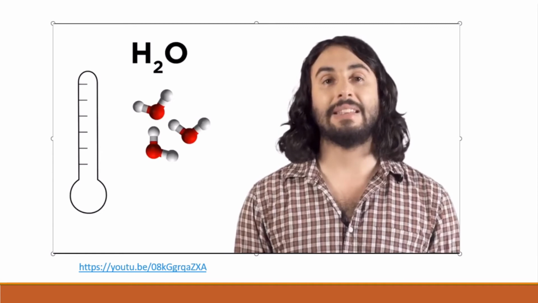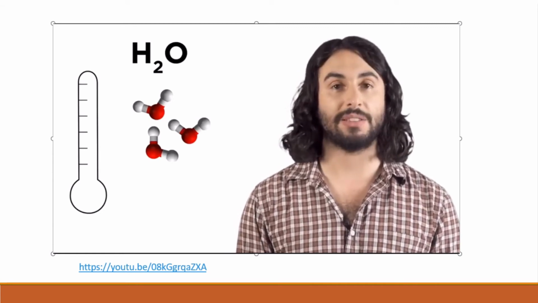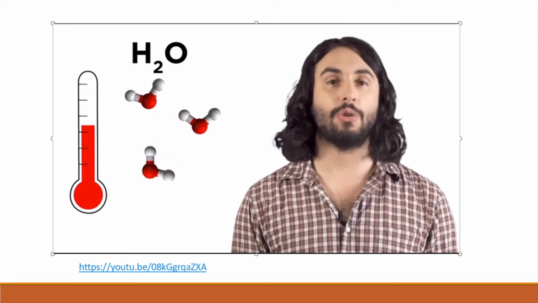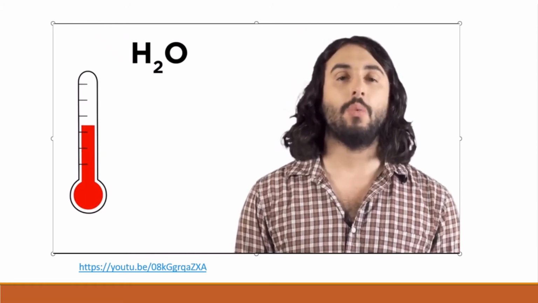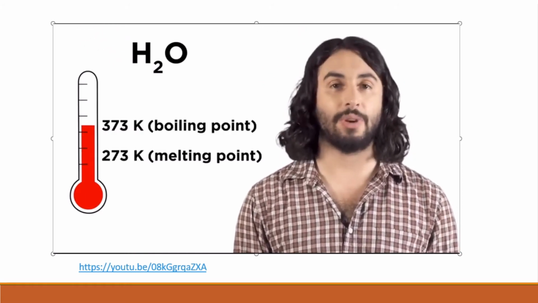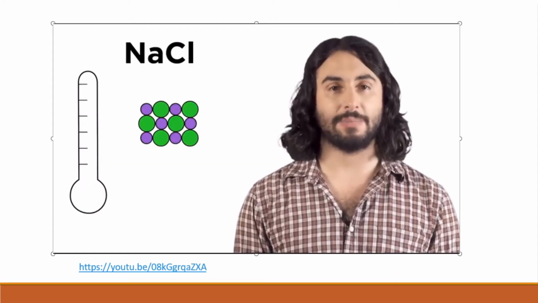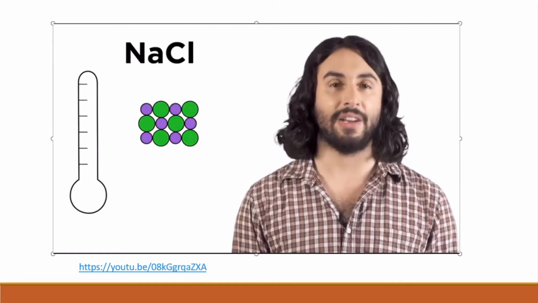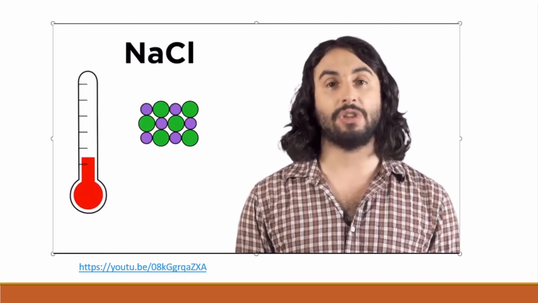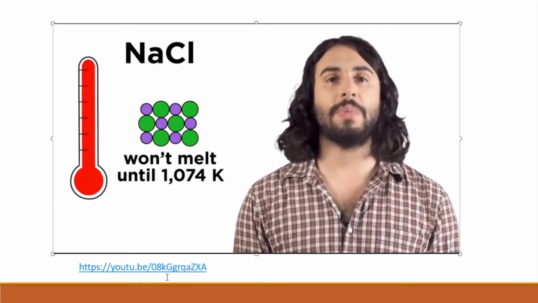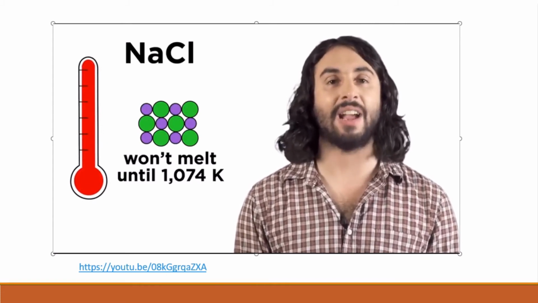participating in strong dipole-dipole interactions called hydrogen bonds. There is a significant amount of energy stored in these interactions, so we will need considerable heat energy to overcome them. Water melts and boils at 273 and 373 Kelvin respectively. Lastly, sodium chloride is making extremely strong ion-ion interactions, so it will take a huge amount of energy to melt and boil this solid. It melts at 1074 Kelvin, which means there's a lot of energy stored in the ion-ion forces.